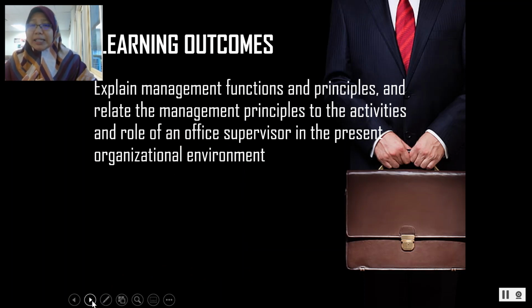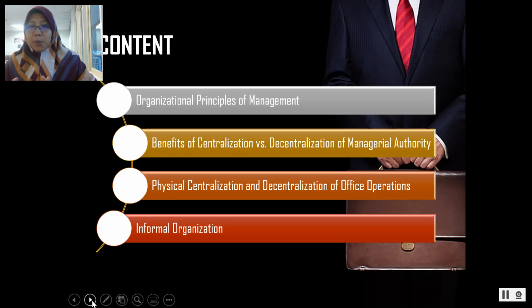Okay, so in the end of this chapter, you are going to be able to explain the management functions and principle and relate the management principle to the activities and the role of an office supervisor in the present organizational environment. So we are going to have 4 sub-content for chapter 2. The first one is we are going to learn about the organizational principles of management. So we are going to cover this in video part 1.